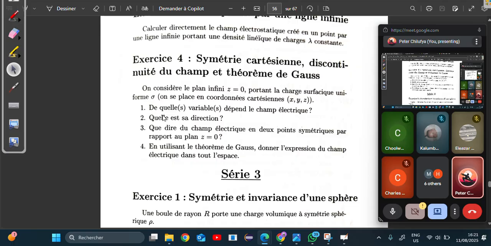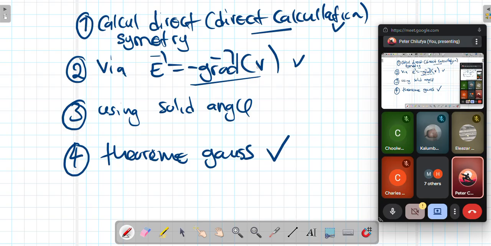So the first question is, de quelle variable dépend le champ électrostatique? So to begin with, we're going to use symmetry to know which variables our electric field depends on. So this is the first question. So this is the method of theorem de Gauss. Before we even begin, we have to know which components we're going to use.